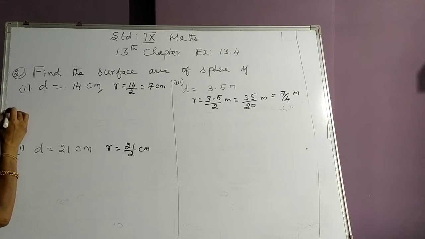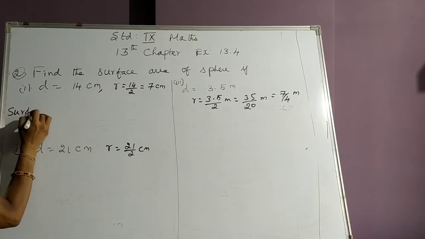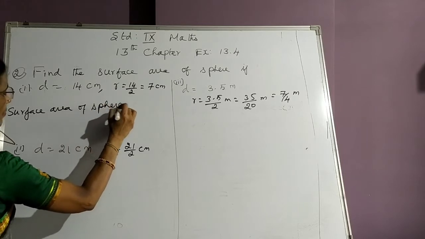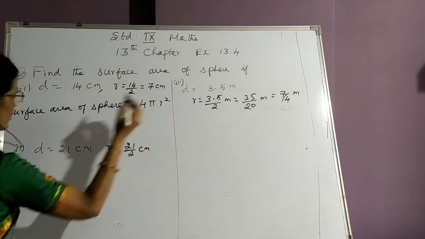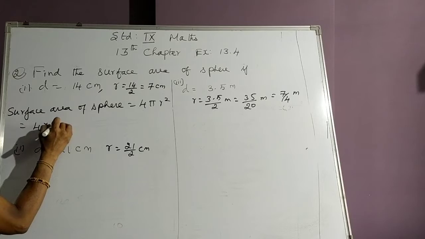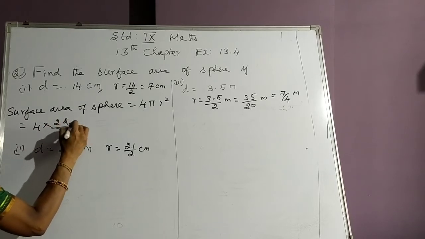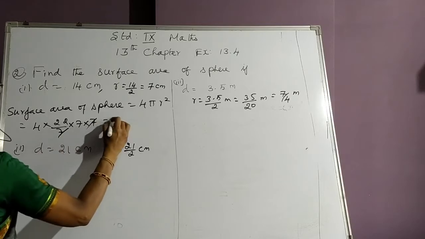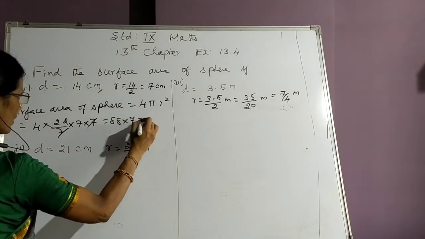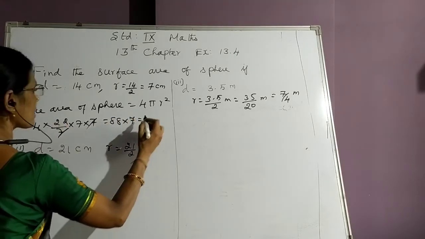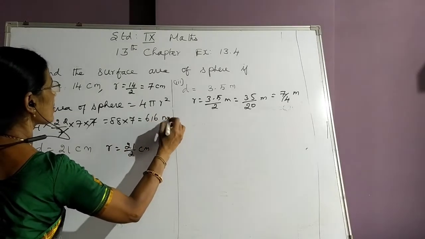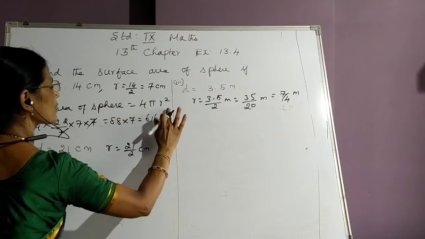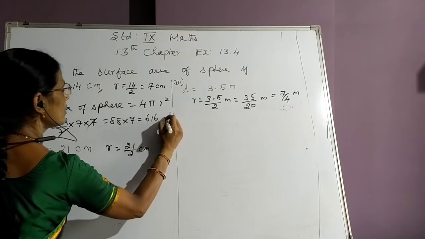Therefore, the formula is same. Surface area of sphere is 4 pi r square, which is 4, 22 upon 7 into 7 into 7. So which is equal to 88 into 7 equal to 616 centimeter square is the answer. 616 centimeter square.